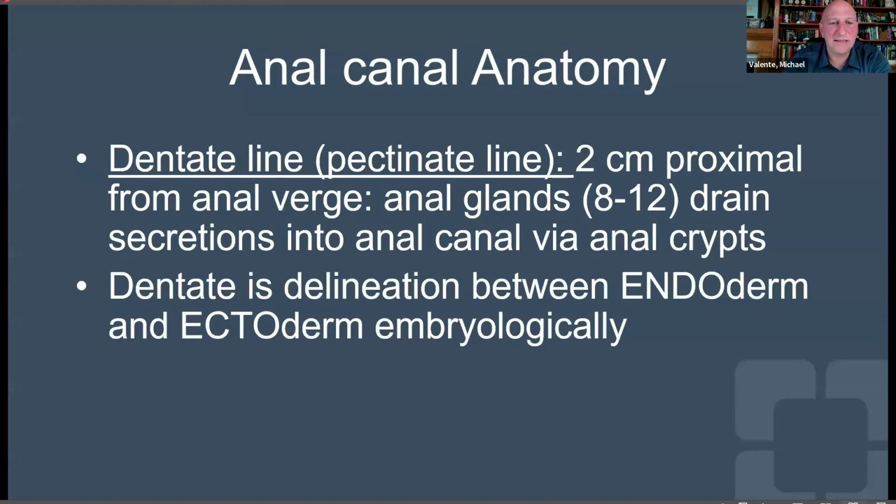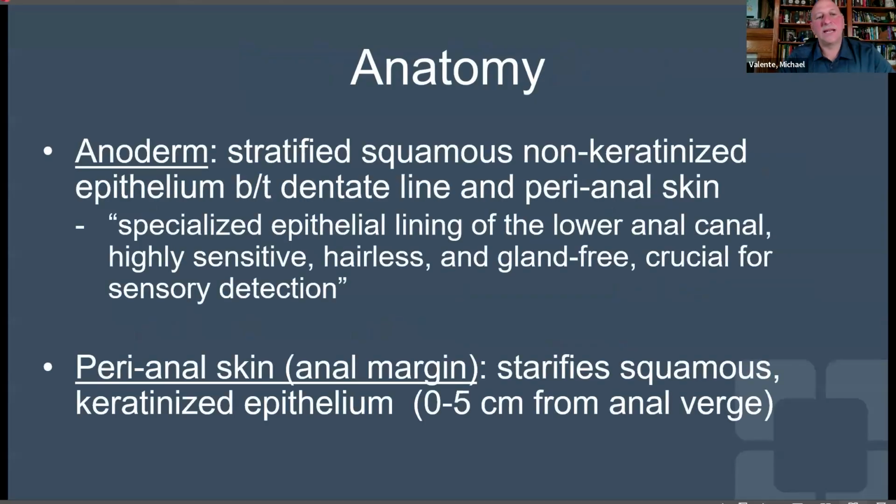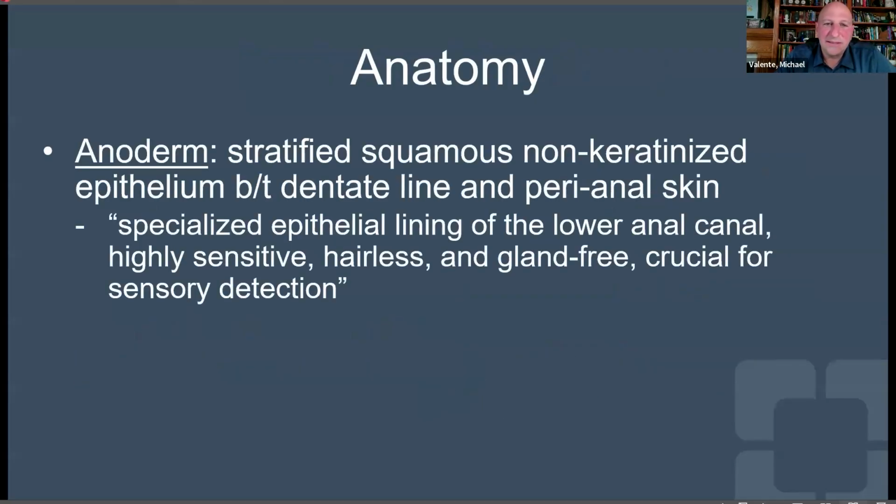And as I said before, the dentate line is the delineation between the endoderm and the ectoderm, embryologically speaking, with different innervation. We'll talk about the nervous supply from an embryological standpoint. So what is the anoderm? The anoderm is the stratified squamous non-keratinized epithelium between the dentate line and the perianal skin. That's it, going from essentially the dentate line to the anal verge. It's the specialized epithelial lining of the lower anal canal: highly sensitive, hairless, gland-free, crucial for sensory defecation.